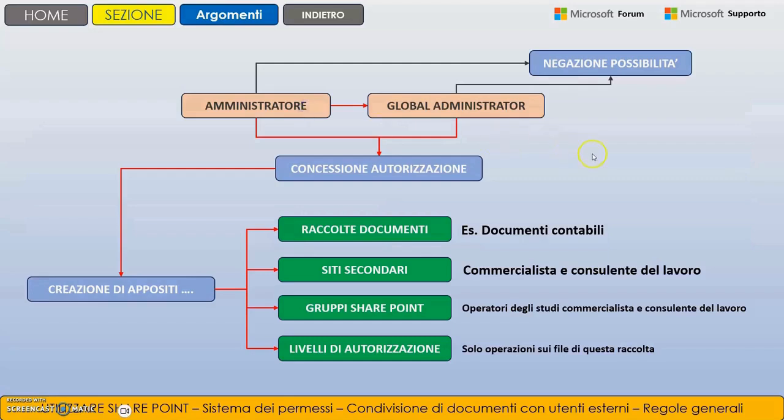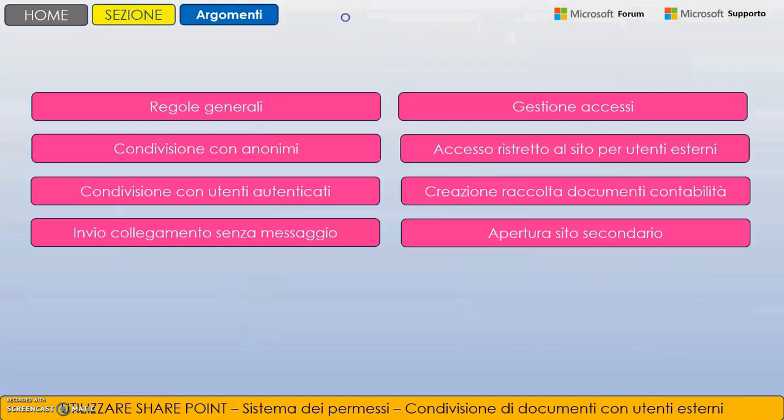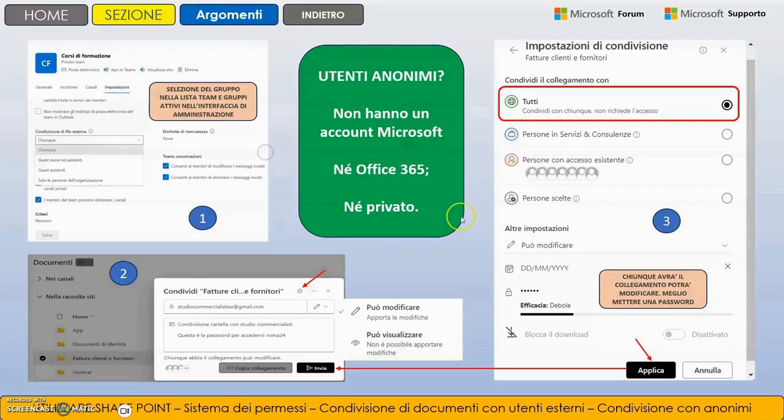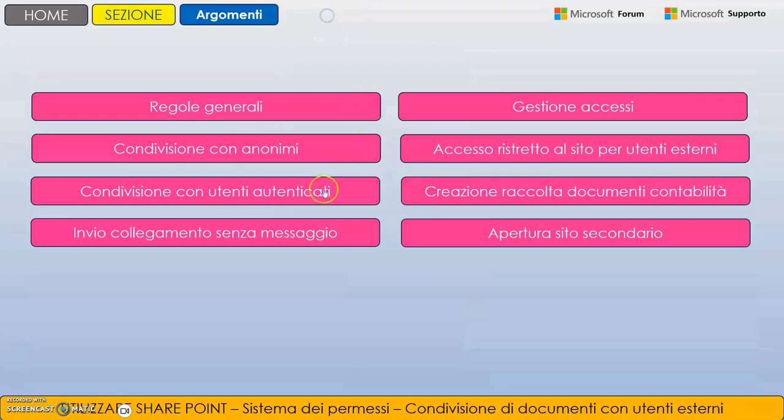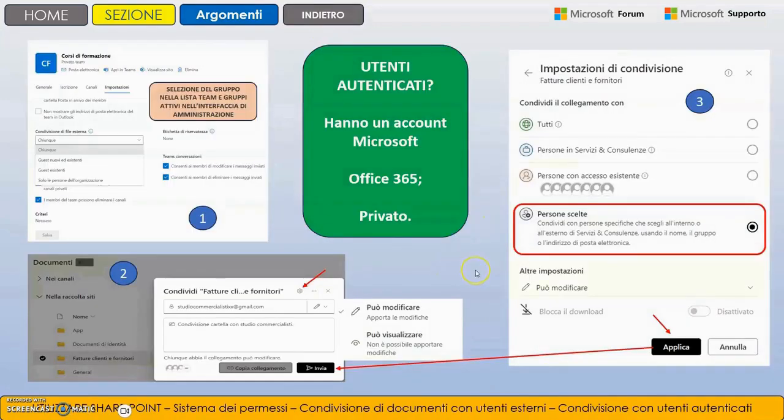We will therefore examine what the general rules are, meaning we will create objects dedicated to sharing with external users, to avoid complicating permission management within the SharePoint site. We will explore how to share with anonymous users. Anonymous, not in the sense that we are unaware of their identities, but in the sense that they lack a Microsoft account, nor Office 365 private accounts, the free version. How to share with authenticated users who have a Microsoft Office 365 or personal account.